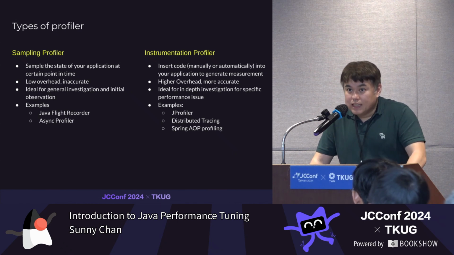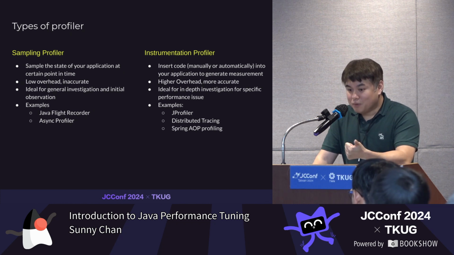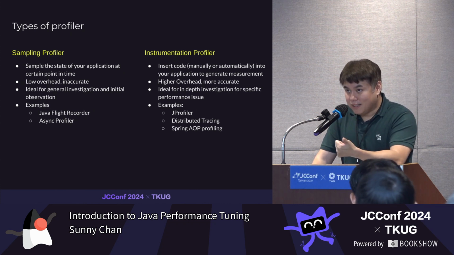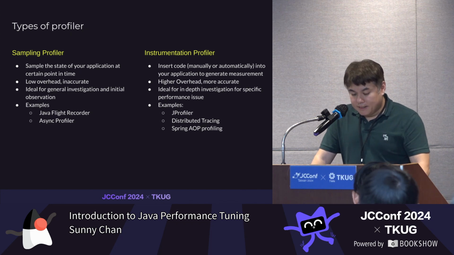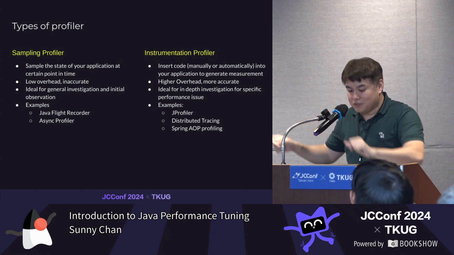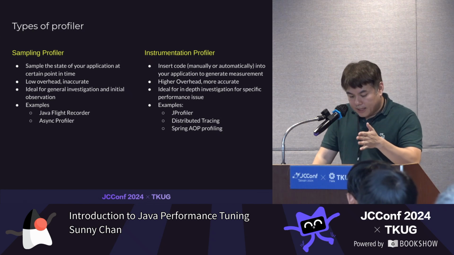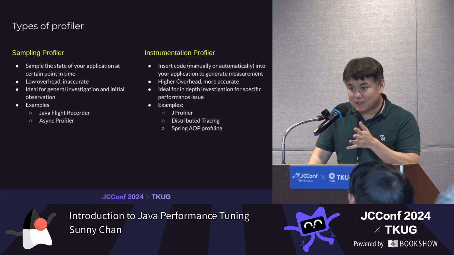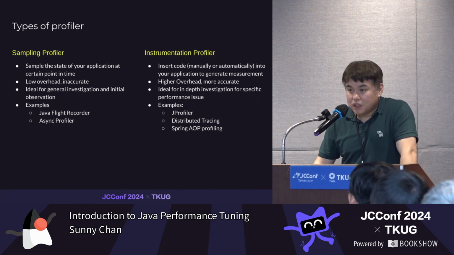Obviously, you insert code into your logic, so that means that you modify what is executed. So it also takes time to do those calculations. So there's high overhead, but it's more accurate because basically you're actually sampling every single execution, right? So that's very useful when you do in-depth investigation on a specific issue. Okay, so some examples like JProfiler.